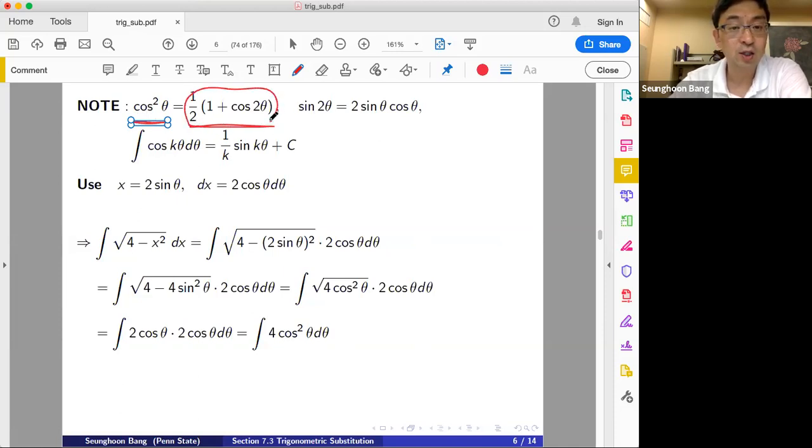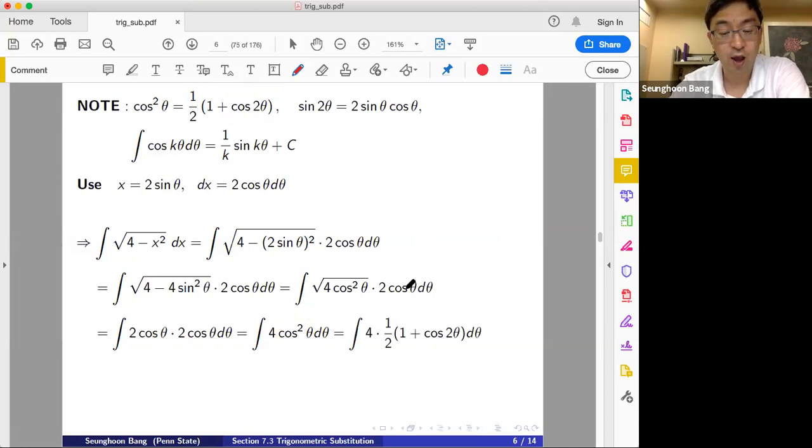You plug this into here, so we have it. The 2 is crossed out, leaving 2 times 1 plus cosine 2 theta. What's the integral of 1? The integral of 1 is not x. Yep, the variable is theta, you're right. You can use theta. So what's the integral of cosine 2 theta?